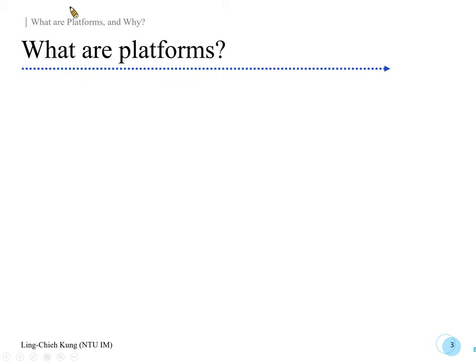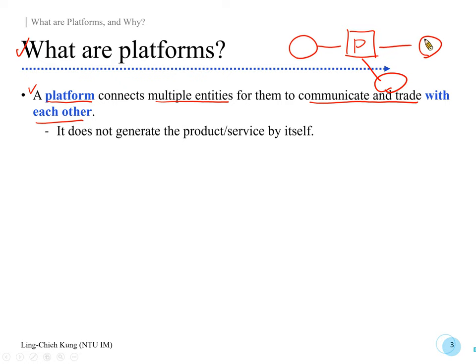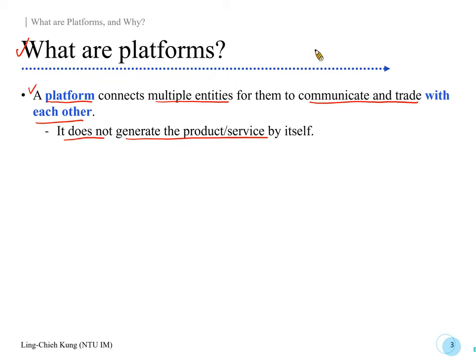Okay, so what are platforms? Well, we define it in this way. A platform connects multiple entities for them to communicate and trade with each other. So you may think in this kind of visualization, there is a platform and there are some entities. They get connected to each other because they get to that platform, okay? And typically it does not generate the product or service by itself, okay? So when I want someone to serve someone, I just let them talk to each other instead of letting myself do that product or service.